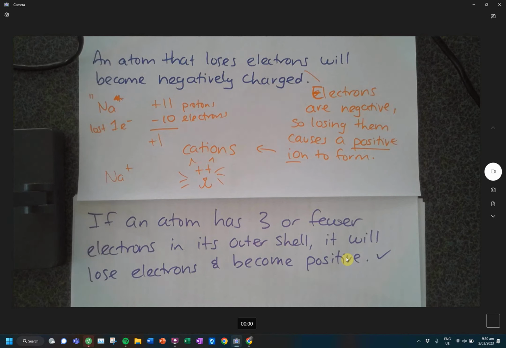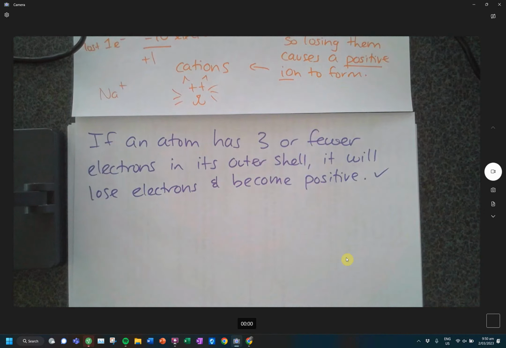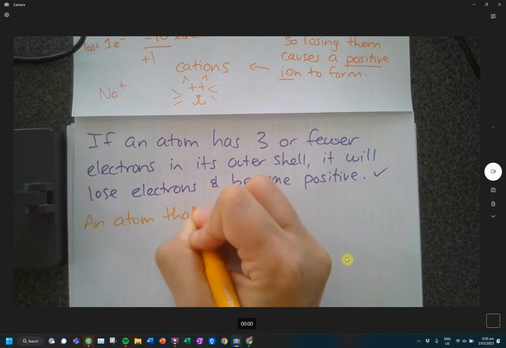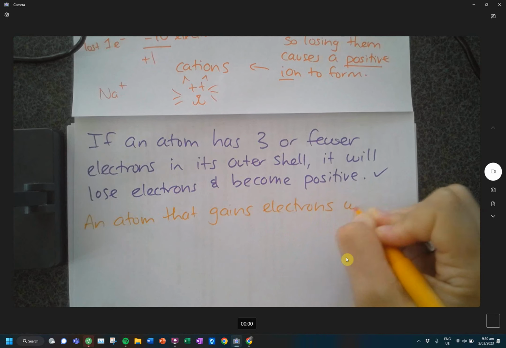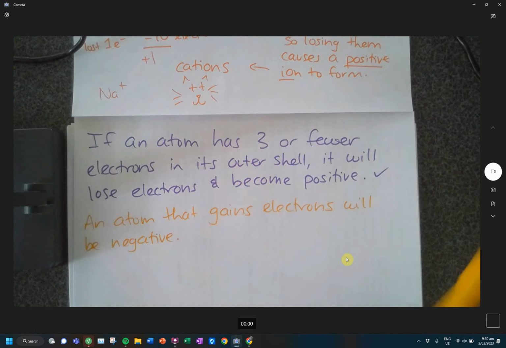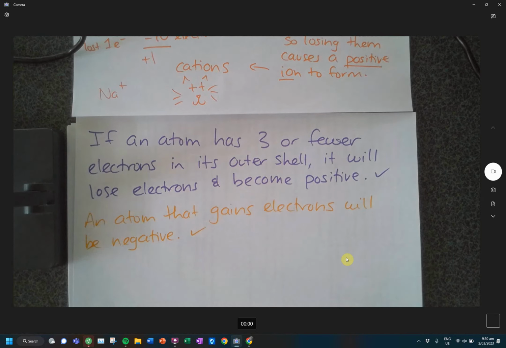All right, next one. An atom that gains electrons will be negative. Thumbs up, we think that statement's true. Thumbs down, we think that statement is false. It is true. So remember, those electrons are negative, so if I gain those electrons, I will become negative.